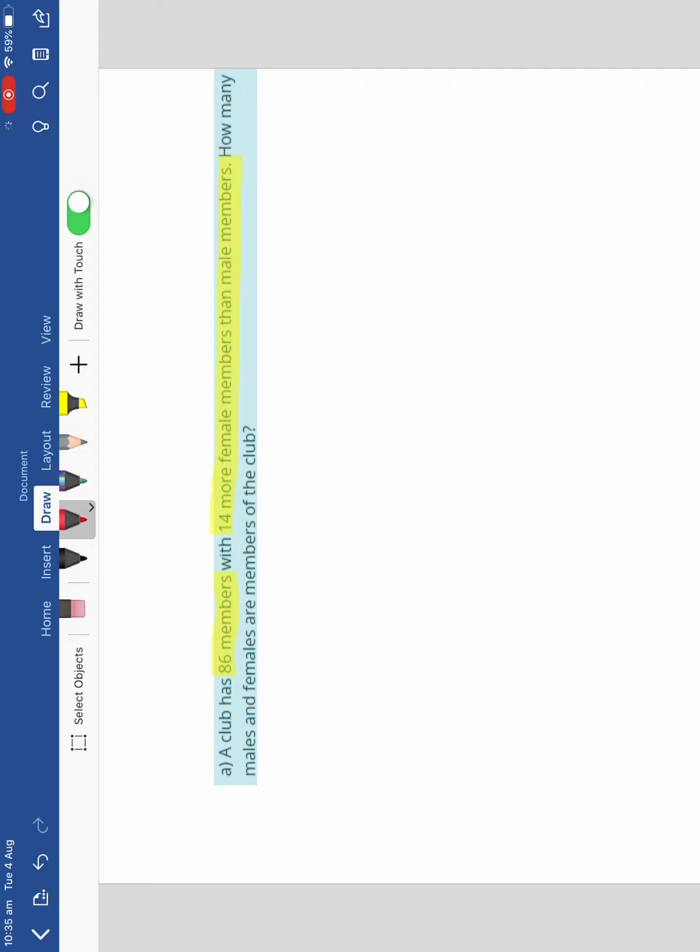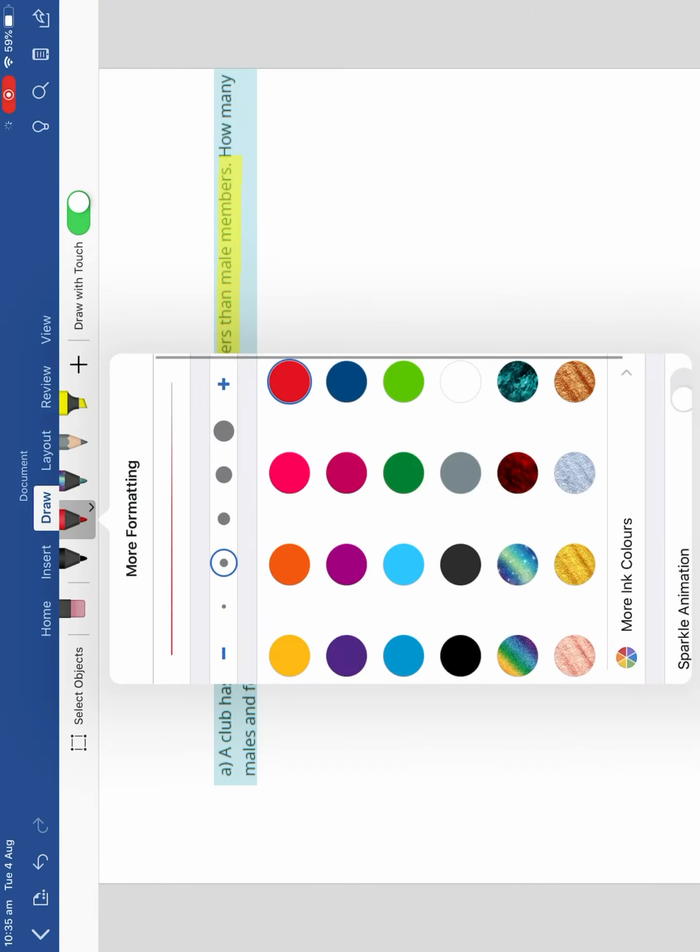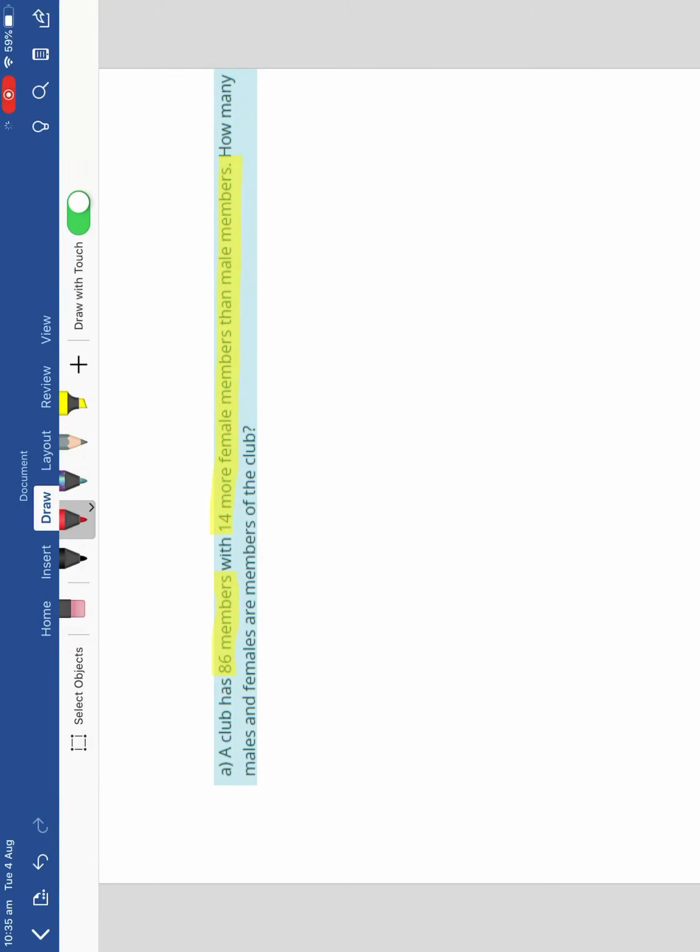Okay, our equation tells us that a club has 86 members with 14 more female members than male members. And then what we need to find out is how many male and female members are there in this club. From the first part we've got here, we can see we have 86 members, okay? And we've got two variables. We've got male and females, okay?